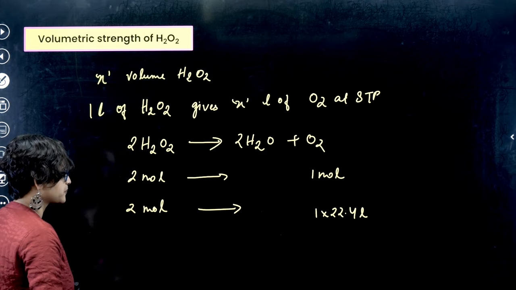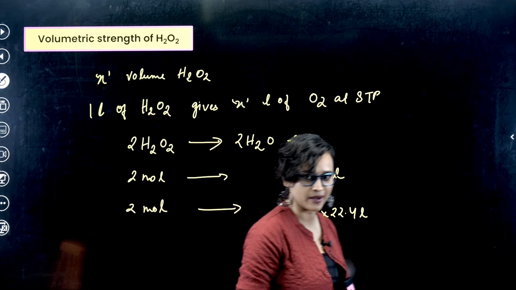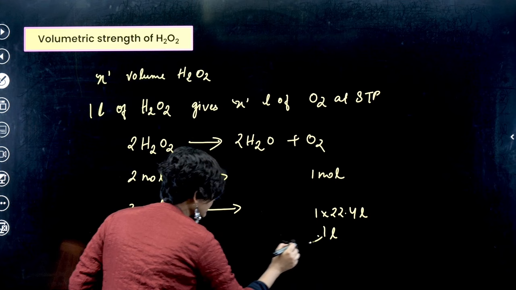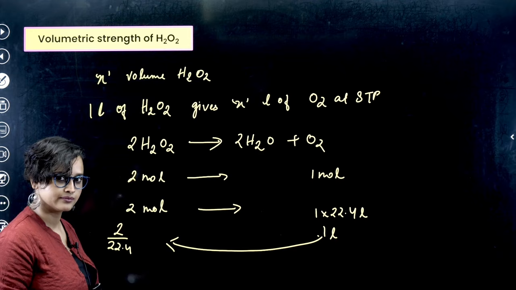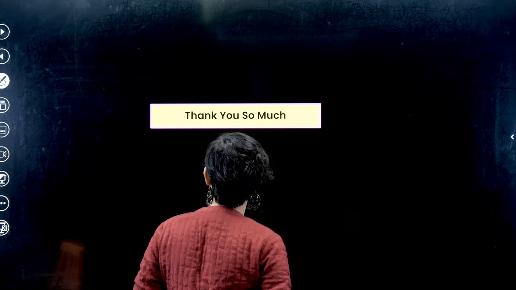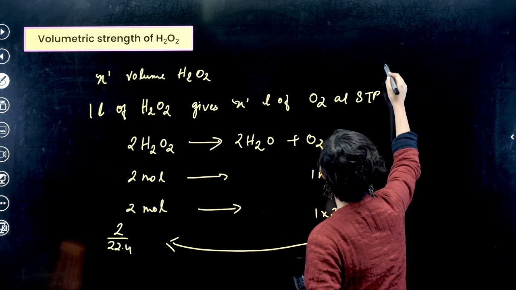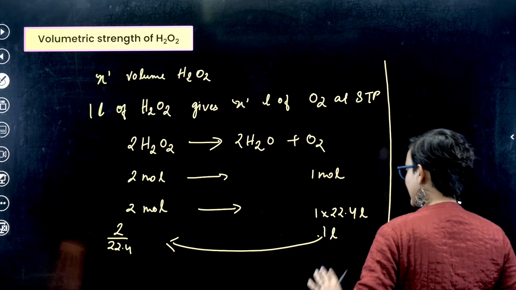Now, if this is the case, then tell me something. How much of 1 liter of oxygen? Don't you think that 1 liter of oxygen now will be 2 divided by 22.4? Yes, it will be. I don't have space to write, so let's write it here. So 2 by 22.4, 1 liter of oxygen will give you this much.